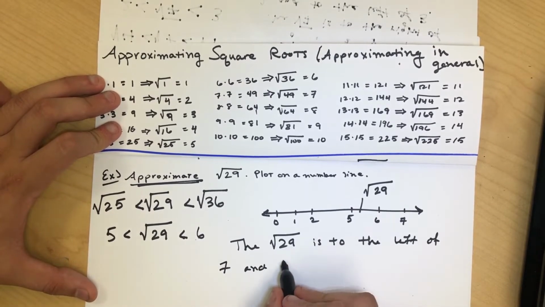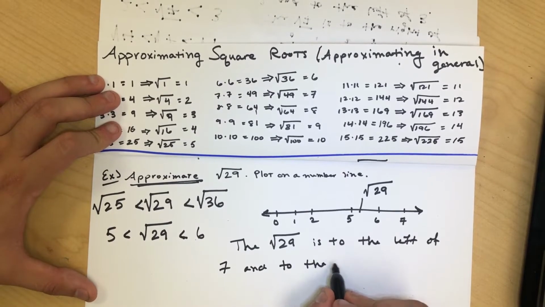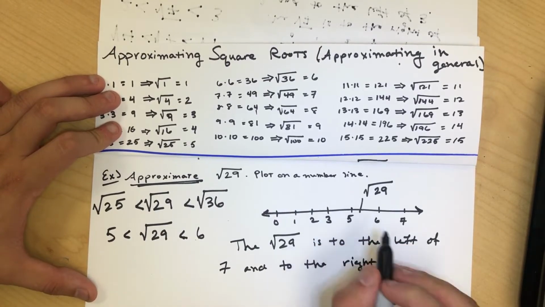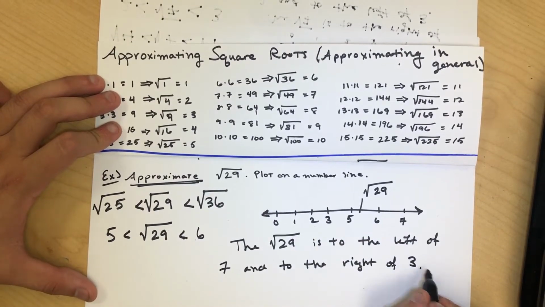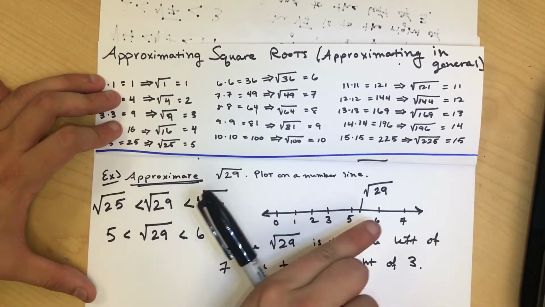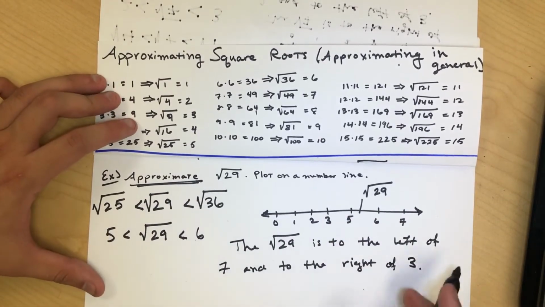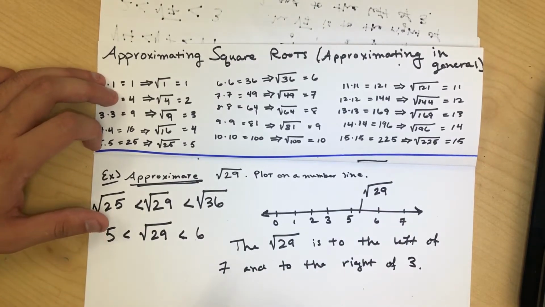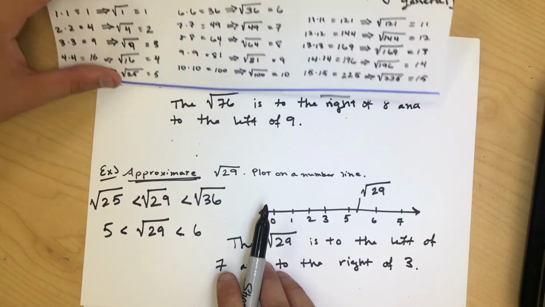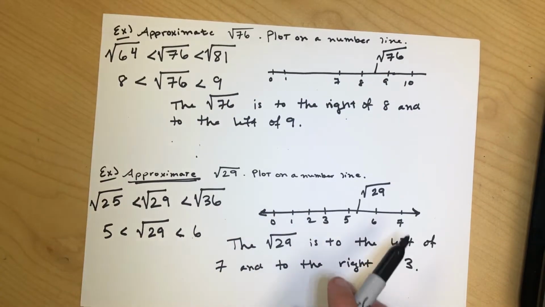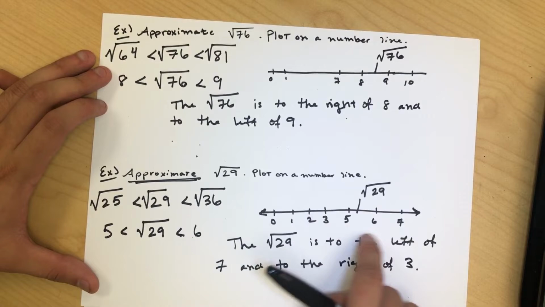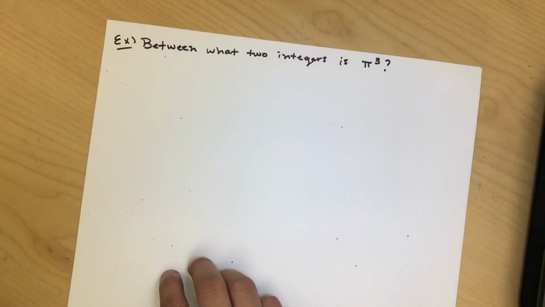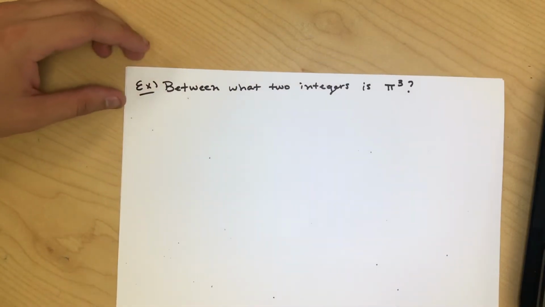and we could also say it's to the right of, I don't know, maybe 3. Why not? Right? Because it's to the left of 7 and to the right of 3. These are just ways to describe the square root of 29 relative to the number line, and its position. So we're just making little fun facts about where it is according to the number line.